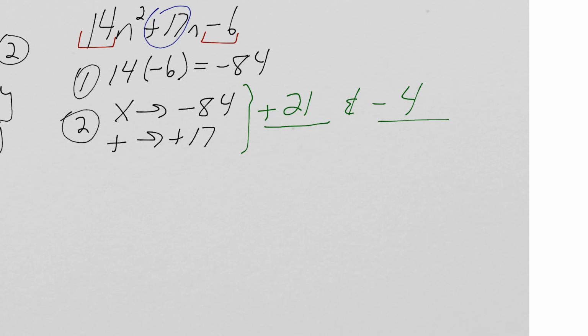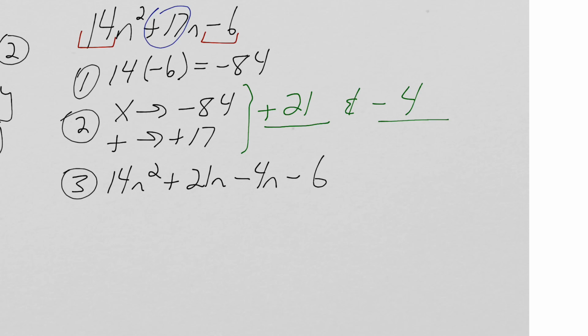Now that might take you a few minutes to find. You're not expected to find those right away, but the more you play around with these, the easier it'll get. And sure enough, when you multiply those, you get negative 84, and when you add them, you do get a positive 17. So we found the two numbers, bringing us to step 3, where we rewrite the original trinomial as 14n squared, but in place of the 17n, we write a positive 21n and a negative 4n, and end up with a negative 6.